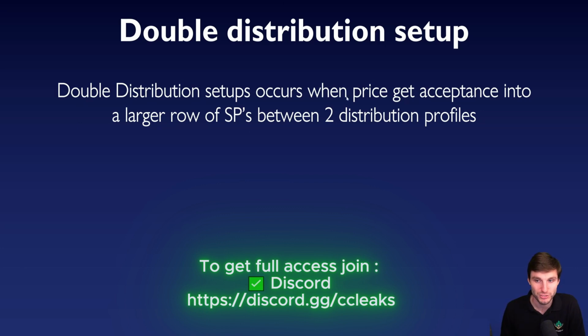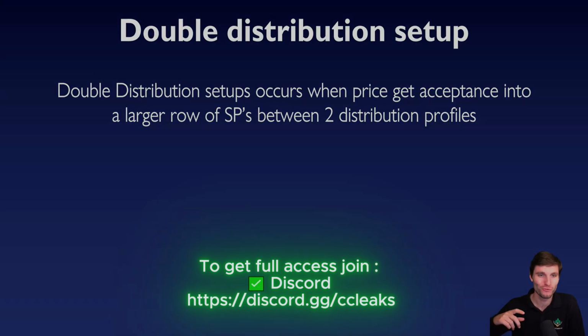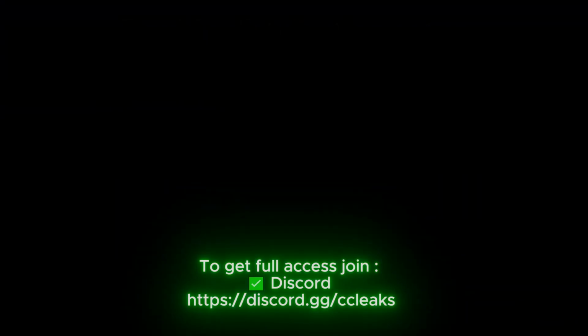So double distribution setups occur when price gets acceptance into a larger row of single prints between 2 distribution profiles. I think this was on part 2, maybe. Don't quote me on that. Part 1 or 2. Well, we went through the double distribution, I think it was part 2 or 3. Anyway, on one of the parts, I've gone through the day types within the TPO profiles.